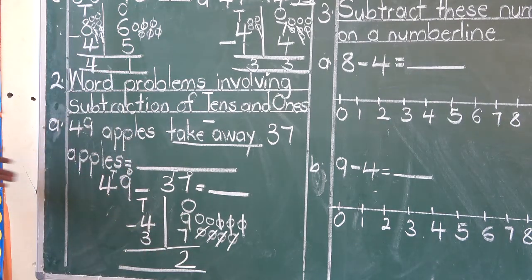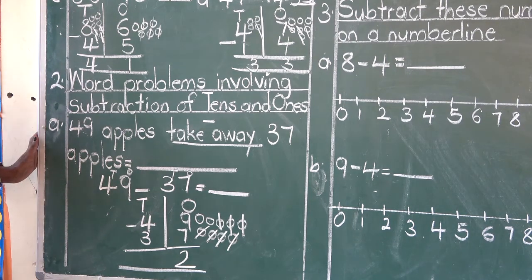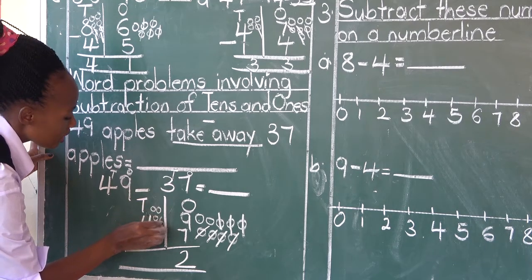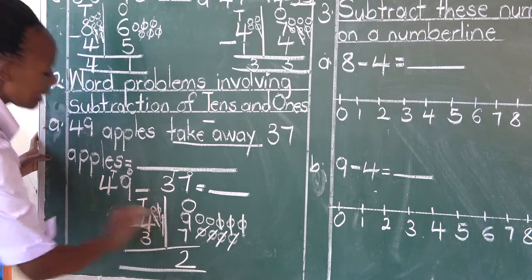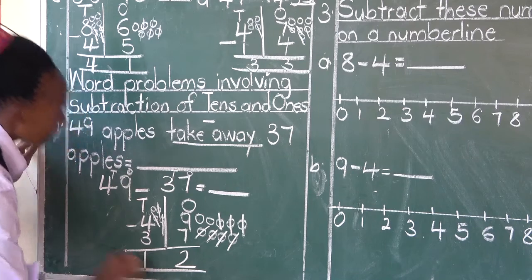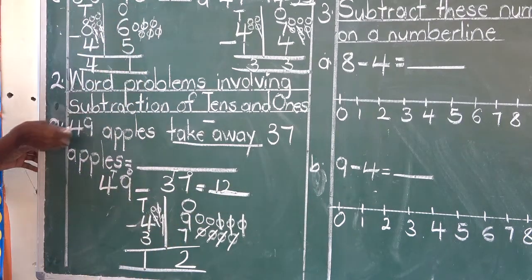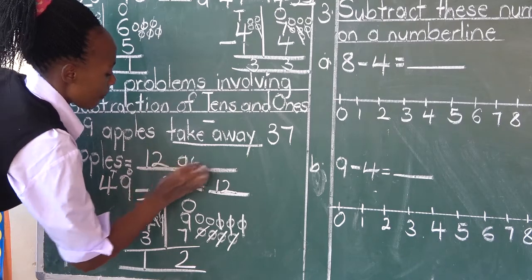We come to tens. Under 10s we have there 4, take away 3. We are going to draw our 4 balls: 1, 2, 3, 4. Cross out 3: 1, 2, 3. How many have you remained with? 1. Now our answer is 12. Then here, since there were 49 apples, take away 37 apples, our answer will be 12 apples.